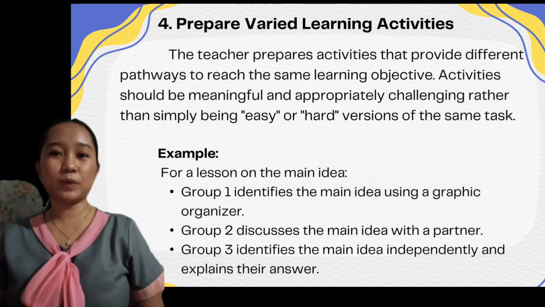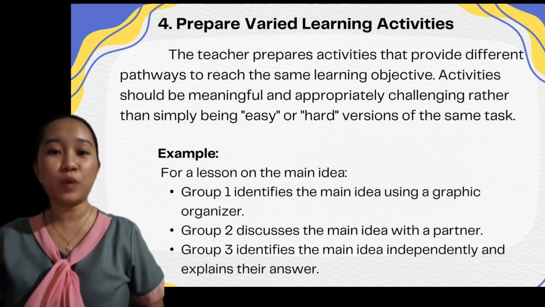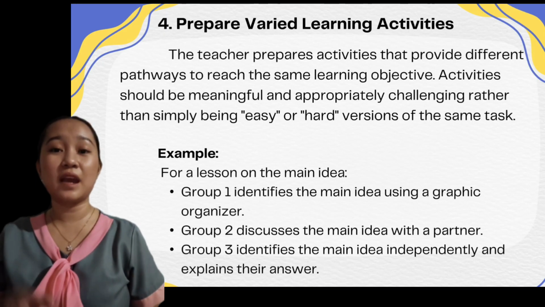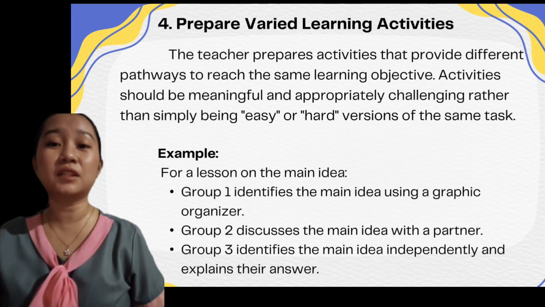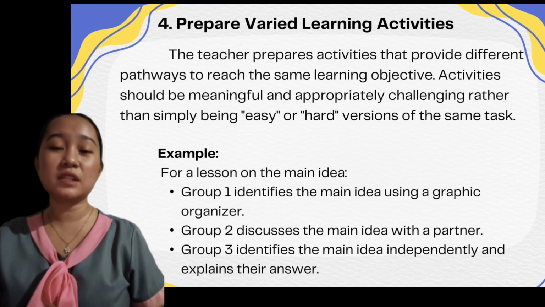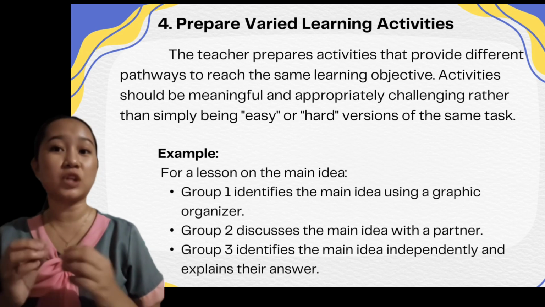The fourth step is to prepare varied learning activities. Activities should provide different pathways toward the same learning objective. So through these activities, they are different, but they are still connected to the same learning goal. So this is an important point. Differentiation is not simply giving the students easy or hard work. The activities should be meaningful and appropriately challenging.